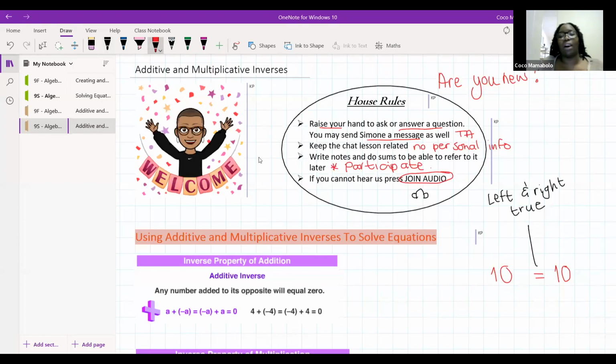So if I say now that 10 minus 2 is equal to 10, are we still in agreement? Is this true? No, of course not. The only way for me to keep this statement true, how can I keep this statement true?